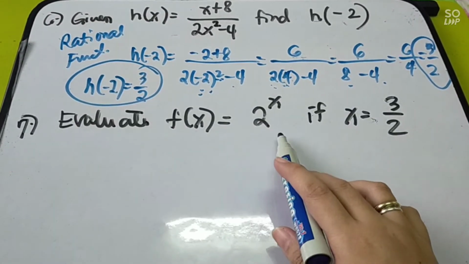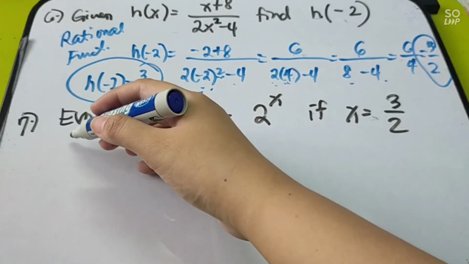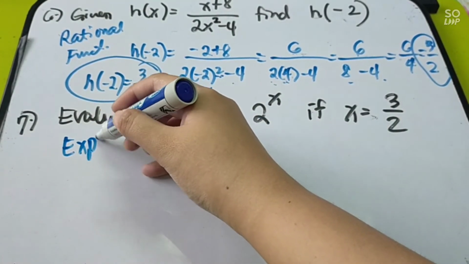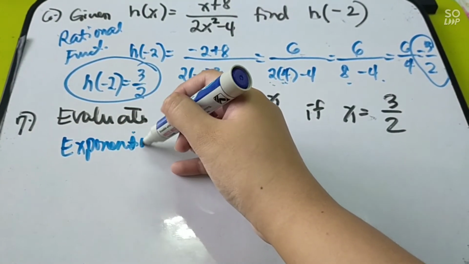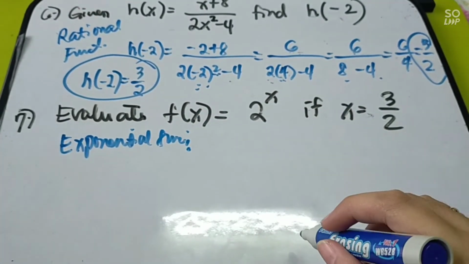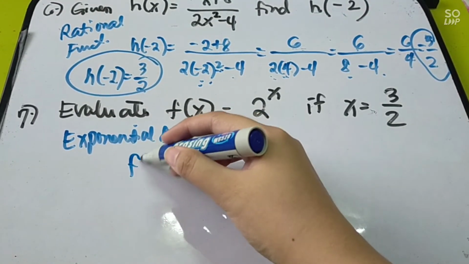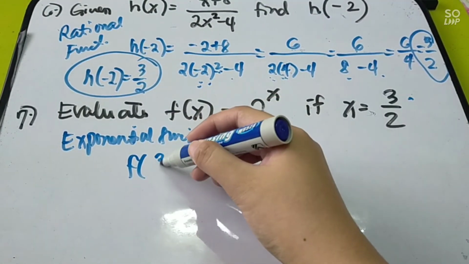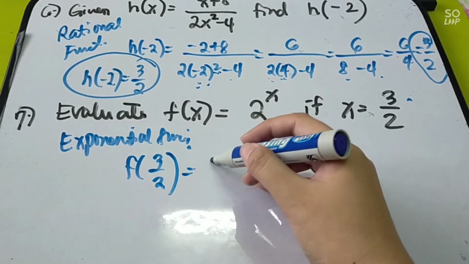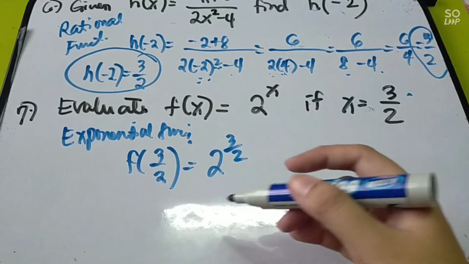Evaluate the function 2 raised to x if x is equal to 3 over 2. So, ang tawag naman sa kanya ay exponential function. Exponential function. Kapag ang inyong exponent is a variable, exponential function siya. So, we change x. F of 3 over 2 equals 2 raised to 3 over 2. So, you have a fractional exponent.